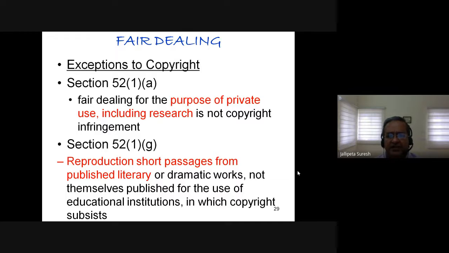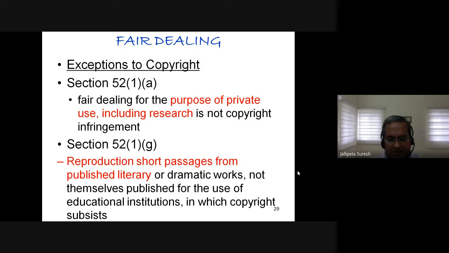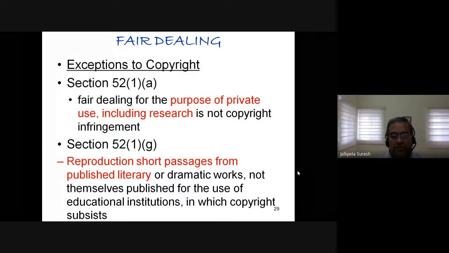And the second exception is a general exception, where one can reproduce short passages from any original works. The first exception was with regard to private use, including research. The second exception is not for private use, but nevertheless, you are allowed to extract short passages. Now, how do you define short passages? Is it one paragraph, two paragraphs? What is it? This particular definition is left to be defined by the judiciary and the lawyers. How do you define a short passage?